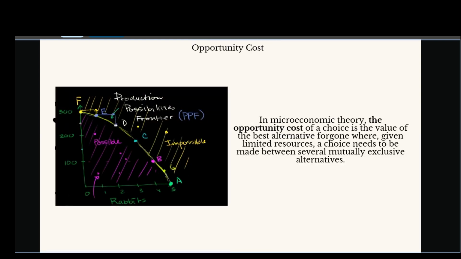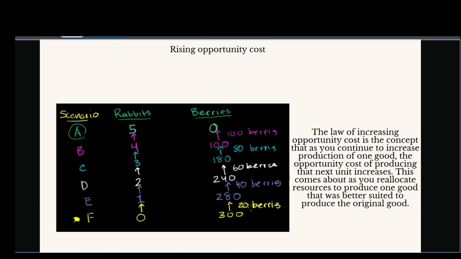Opportunity cost changes as we move from scenario to scenario, and we saw it. It's very intuitive. Let's see. Basically, when we change our needs, we move from scenario to scenario, and it simply means moving along the production possibilities frontier curve, right? So here, rising opportunity cost. Here we can see when we move from scenario F, right, and we acquire 0 rabbits, we can gather 300 berries.